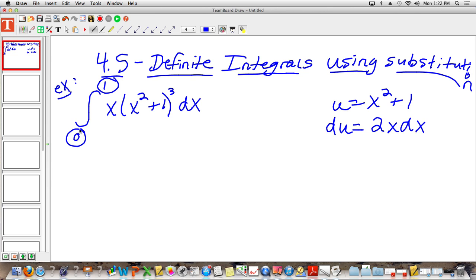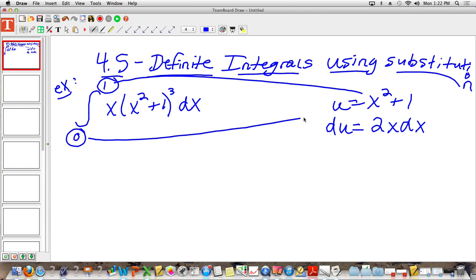So let's take this 1 and this 0 and plug it in for this x over here. So we're going to do a rewrite of this integral. We're not going to go from 0 to 1 anymore. When I plug a 0 in for this x squared plus 1, what is 0 squared plus 1? 1. It is 1. So we're actually finding the integral from 1 to, if I put a 1 in for this x squared, what is 1 squared? 1. Plus 1 is 2.